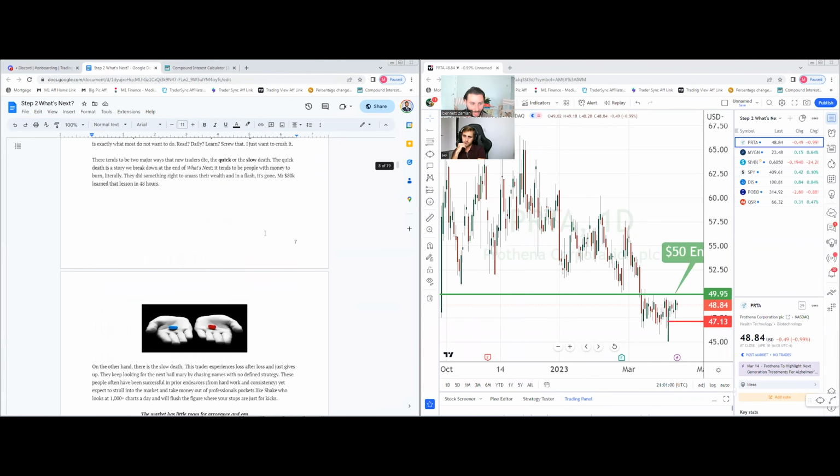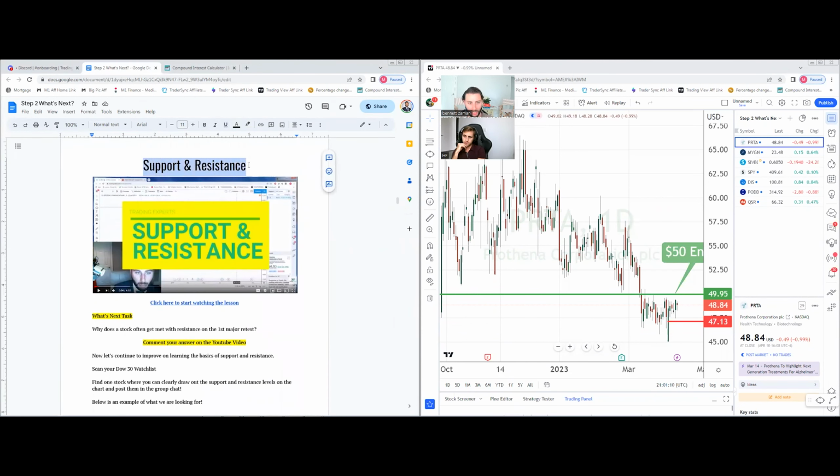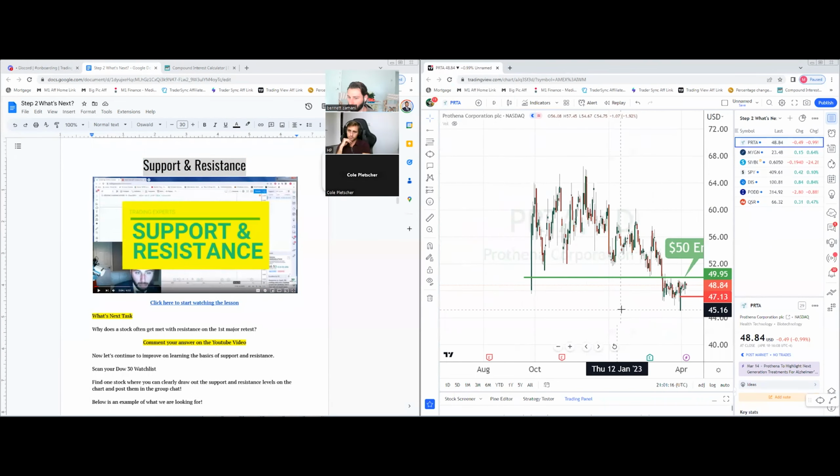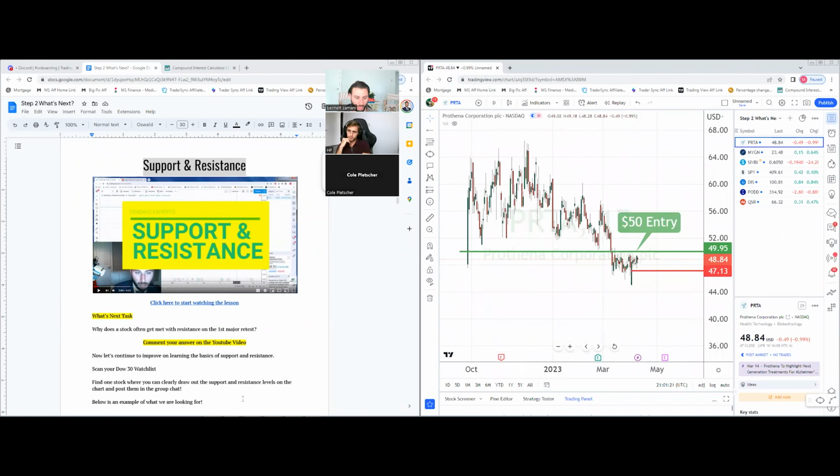So first off, we're going to skip down to the support and resistance lesson. This is one we kind of highlighted in some of the forming the game plans and chart reading lessons from last week, and we're going to give a couple of quick examples on spotting support and resistance. So we have this PRTA.